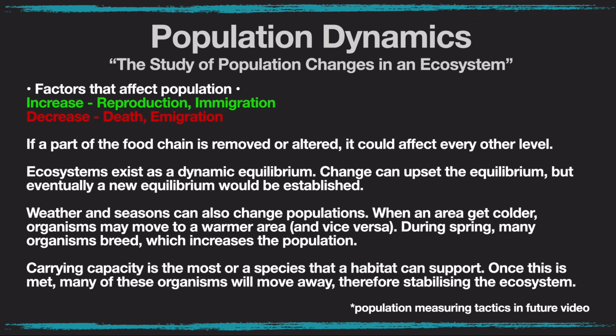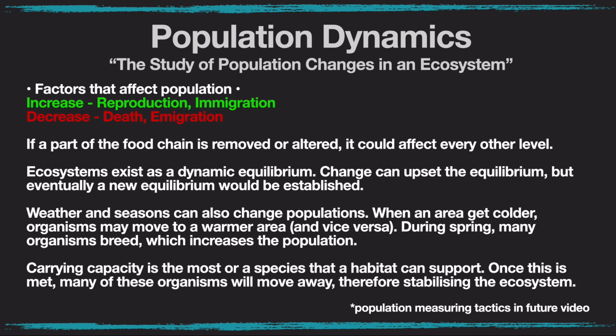Population dynamics. This is the study of population changes in an ecosystem. Factors that affect population. Reproduction and immigration can increase the population, and death and emigration can decrease the population. If part of a food chain is removed or altered, it could affect every other level. Ecosystems exist in a dynamic equilibrium. Change can upset the equilibrium, but eventually a new equilibrium will be established.